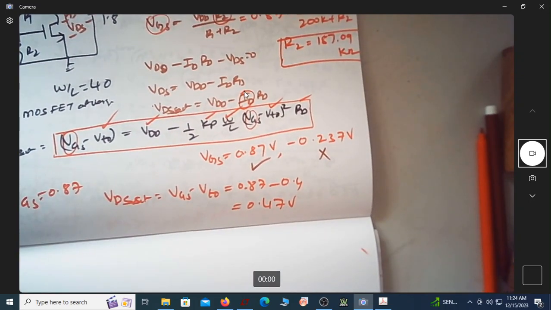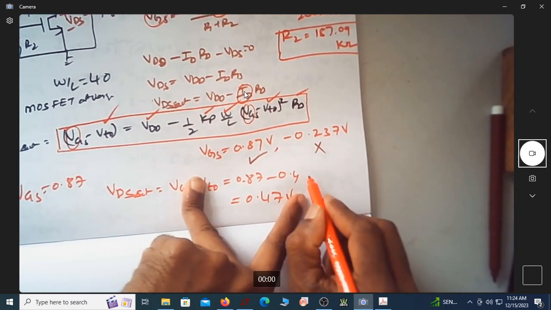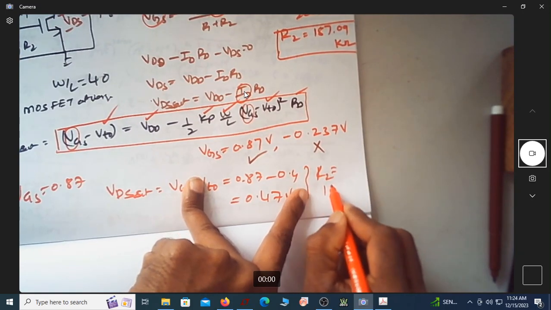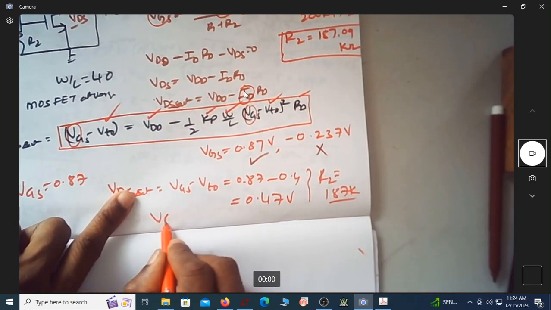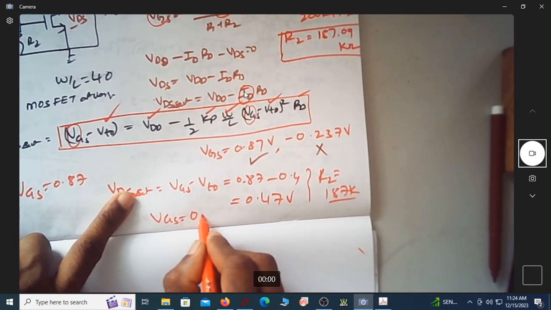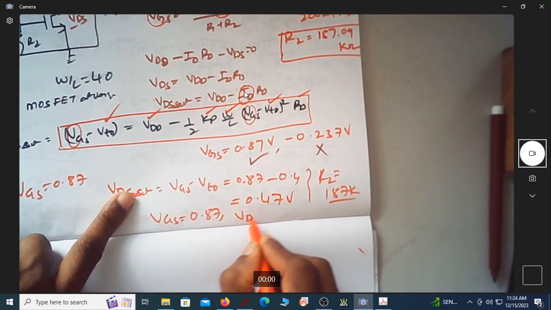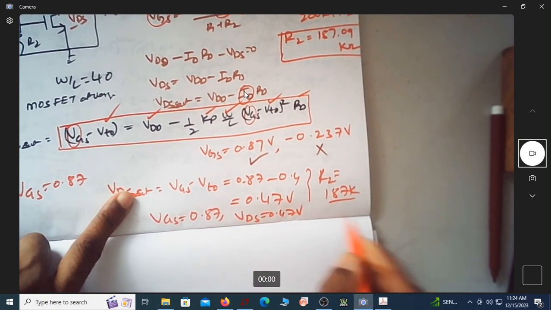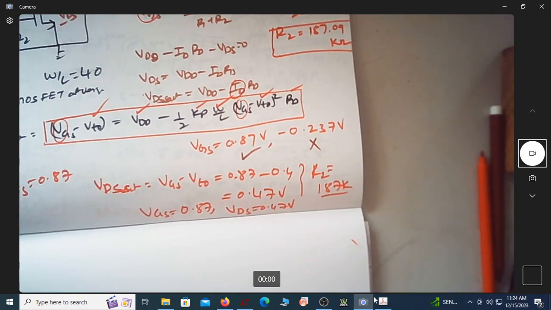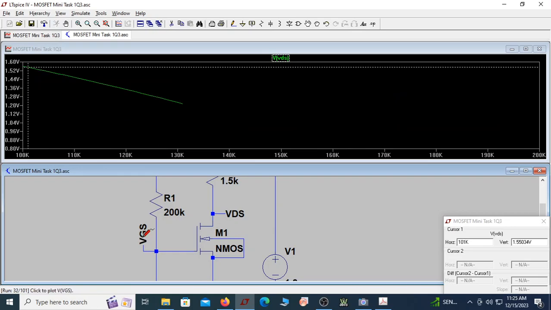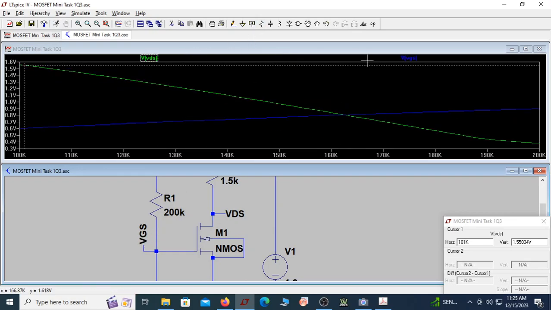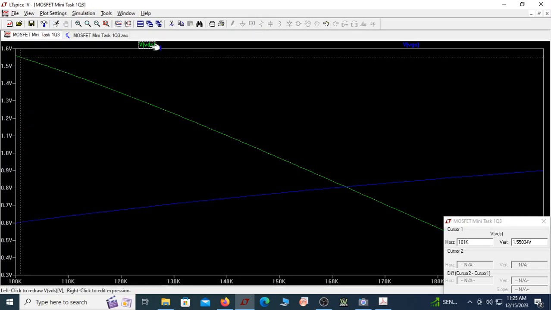So let us verify. At R2 equal to 187K, your VGS should be 0.87 and VDS should be 0.47. So let us verify both of them. So I'm here. So this is VDS. Let me also see what is this. Let me run it again. Let me see this. Now I'm just seeing this.